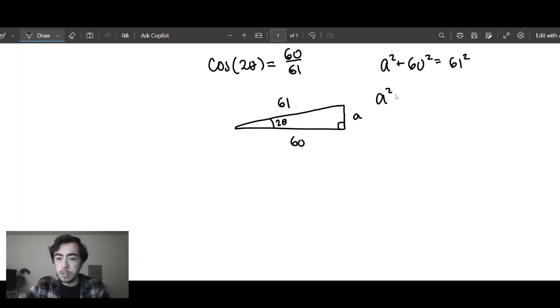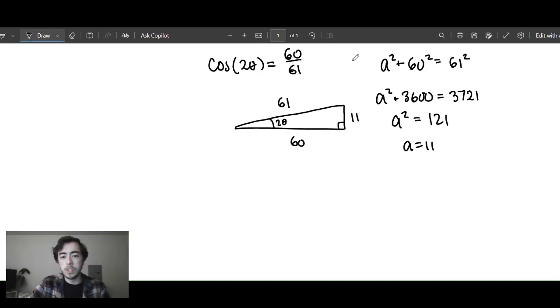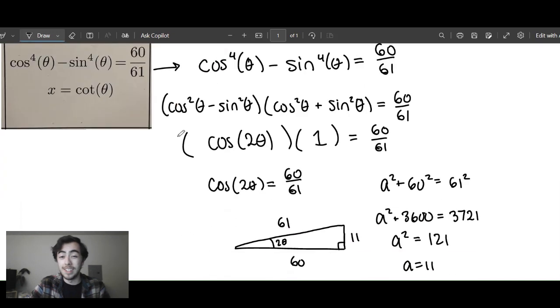A squared plus 3,600 is equal to 3,721. In my head, I added 2 more 60s, and then I added a 1 to get to that number. And that means a squared is equal to 121. Oh, so it's a whole number. A is 11. Okay, so I have a right triangle, and this 11 just showed up, which is suspicious because it's today's date.